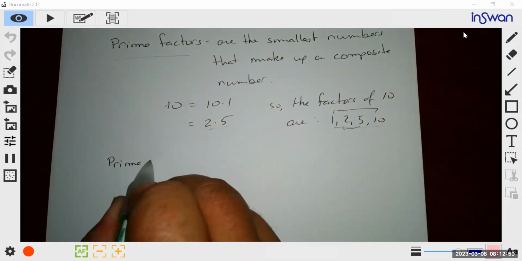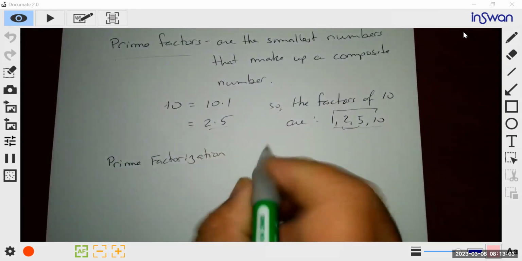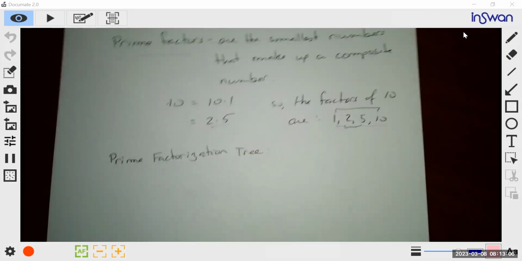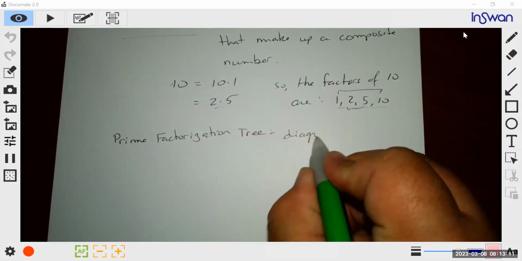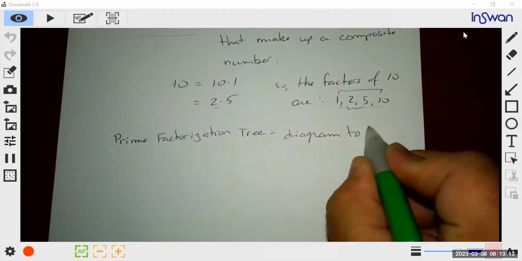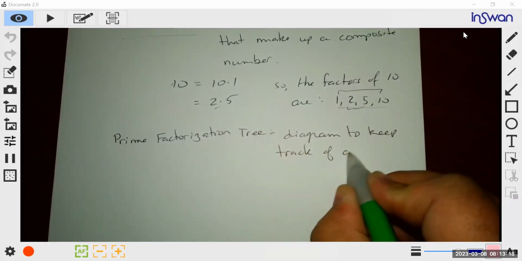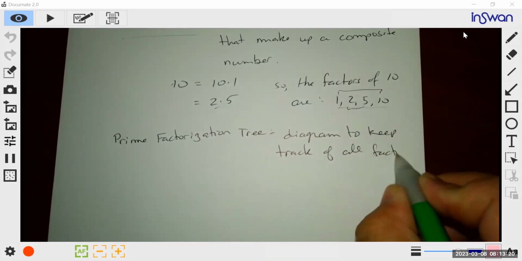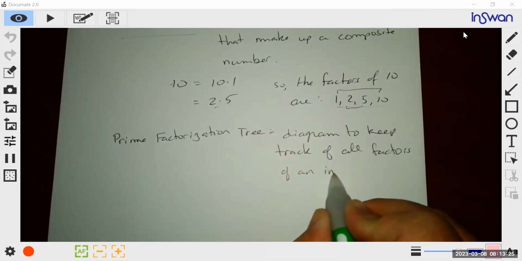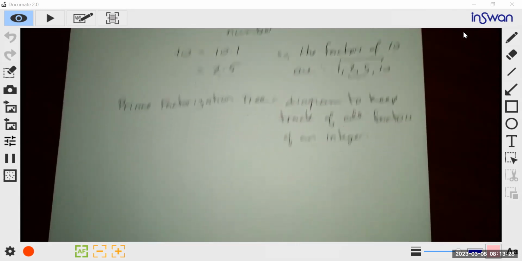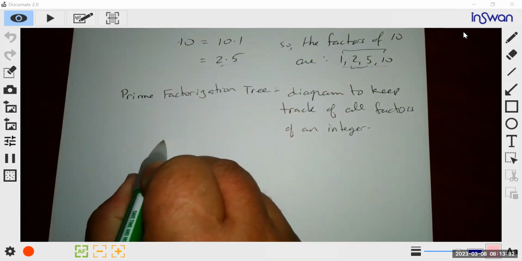We use a method called the prime factorization tree. It's a diagram to keep track of all factors of an integer. Example, 48.